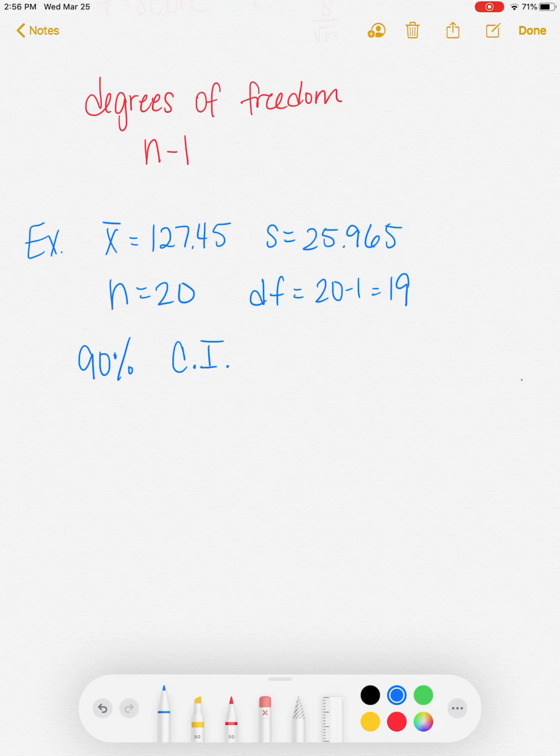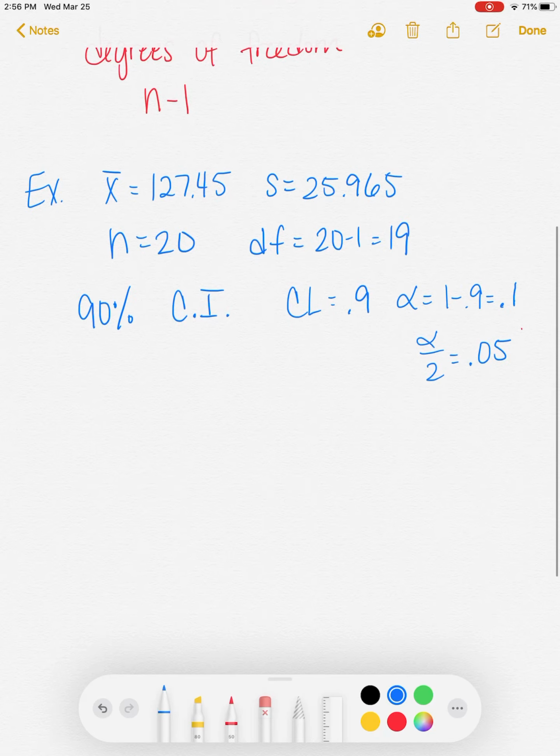That means our confidence level is 0.9. So that means that alpha will be 1 minus 0.9, so it'll be 0.1. Again, alpha over 2 will be 0.05. But again, I'm going to go straight to the calculator method for finding a 90% confidence interval.